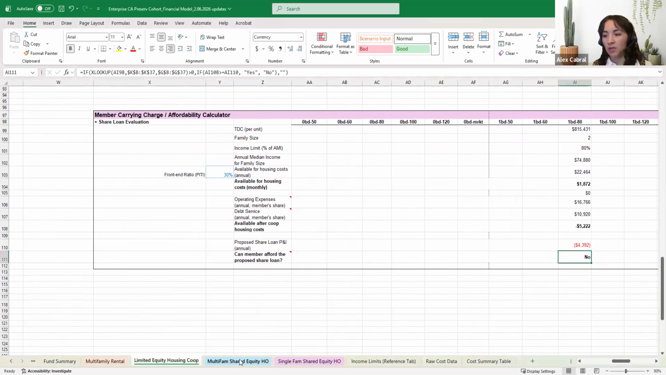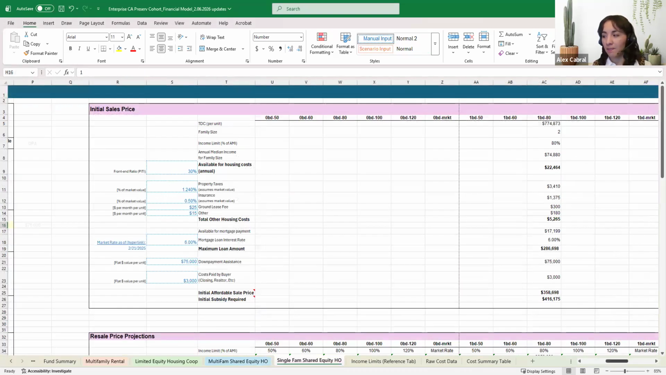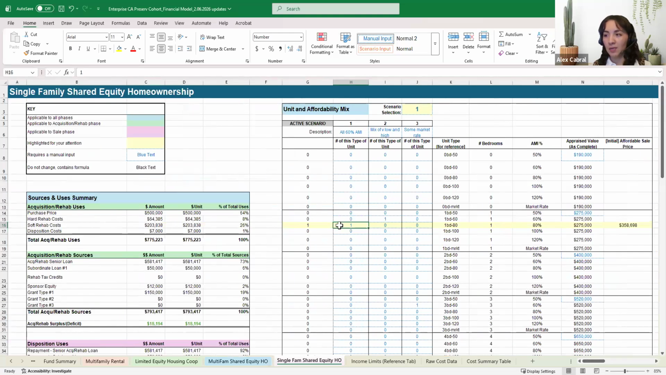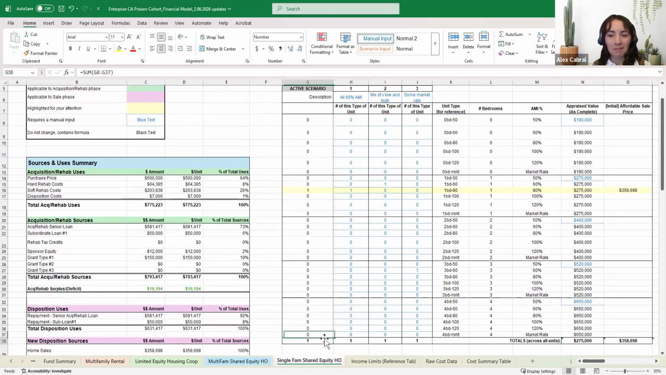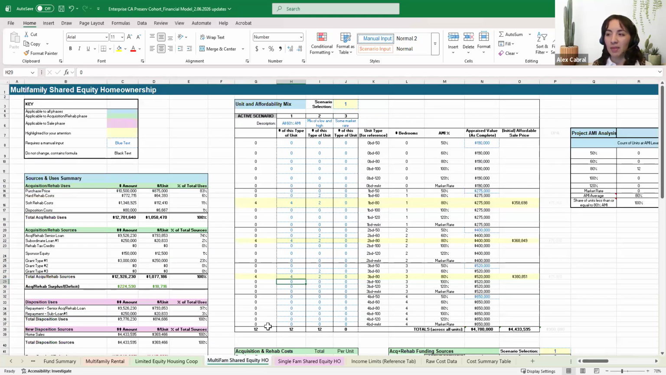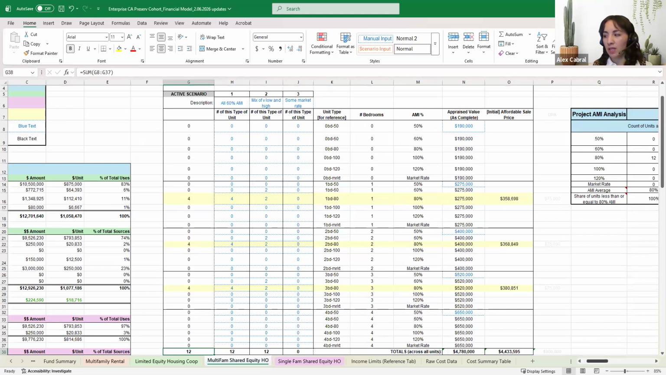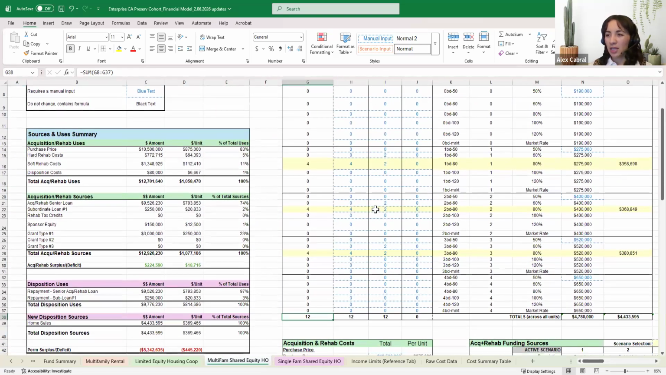Now I'm going to go over to the multifamily and single family shared equity homeownership. These two tabs are the same. The only difference is single family. Let me go to the single family. You'll only have one unit. Only put in one unit for the single family. The multifamily, right, we're back to 12 units. Unfortunately, the costs don't carry over between projects, so you will have to put them in again or just copy paste.